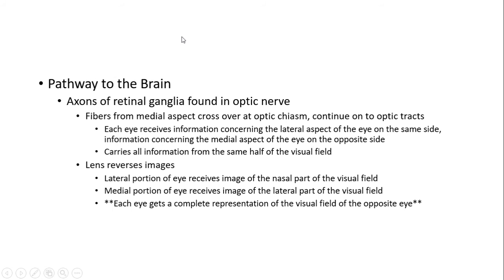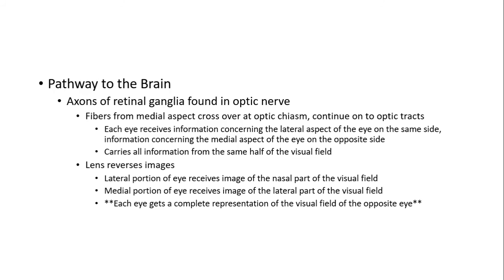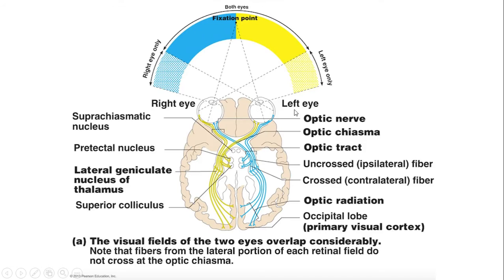Now, pathway to the brain. Axons of retinal ganglia are found in the optic nerve. Okay, and this slide does tend to get a little bit confusing for other people, but luckily we have this image right here to help us out. So the fibers from the medial aspect of the retina cross over at the optic chiasm. Let's look here. The medial aspect of the retina is here, and the medial aspect of the retina is right here. Specifically, the medial parts cross over at the optic chiasma.